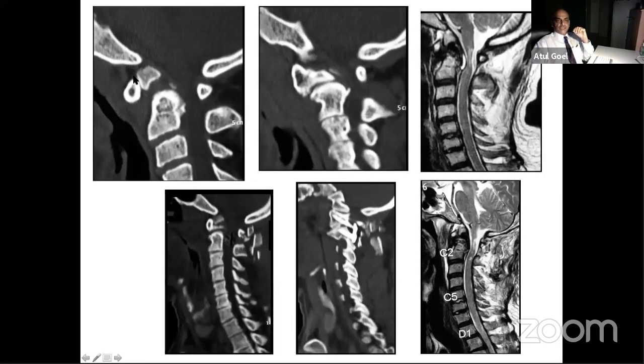This is another case where there is os odontoideum, which is an unstable atlantoaxial joint. As you know, this is a retroodontoid cystic formation. This does not need removal of this cyst. It needs stabilization, and the cyst will disappear. So this is one concept.